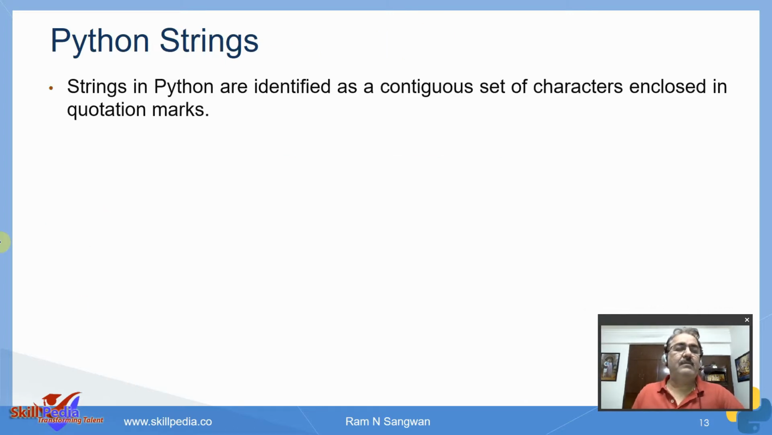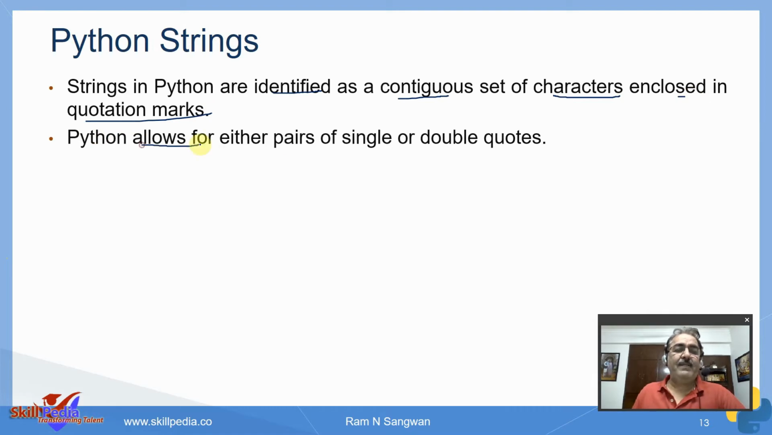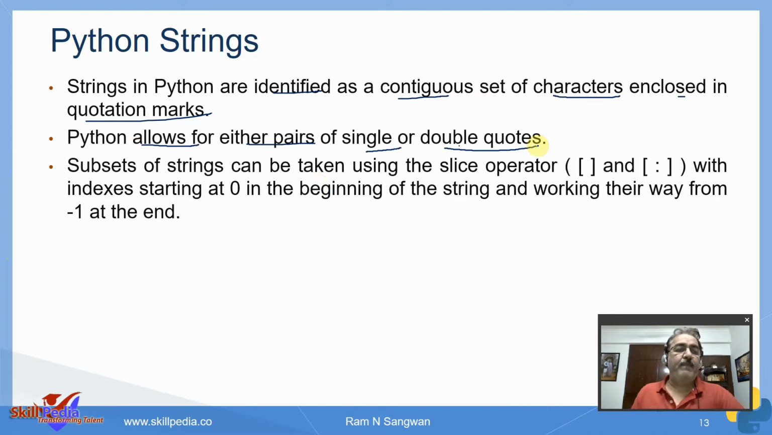Python strings. Strings in Python are identified as a contiguous set of characters enclosed in quotation marks. Python allows for either pair of single or double quotes to put these strings into.